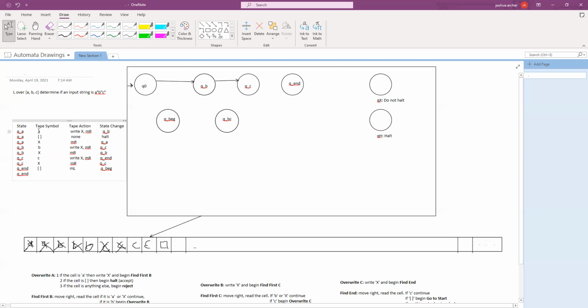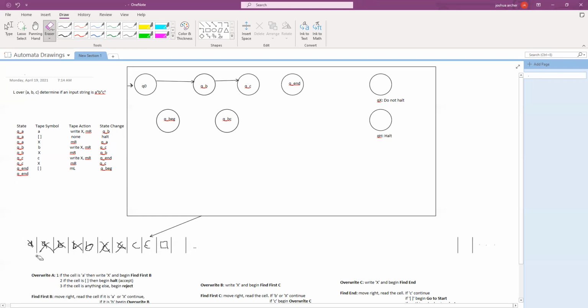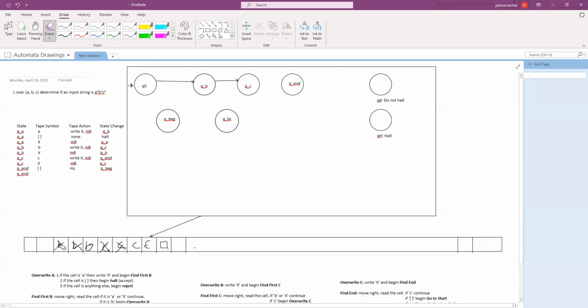My possible things are, I found my A, so I write an X. Let's erase these X's so this is more clear. Oops. And if it erases the symbol, that's fine. I think this was an error. I think this was an incorrect thing anyway.